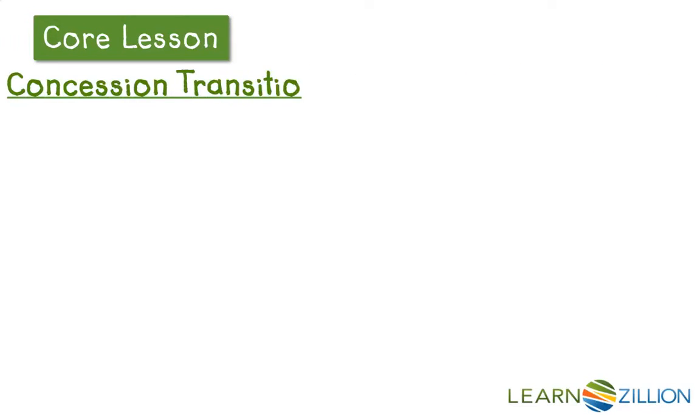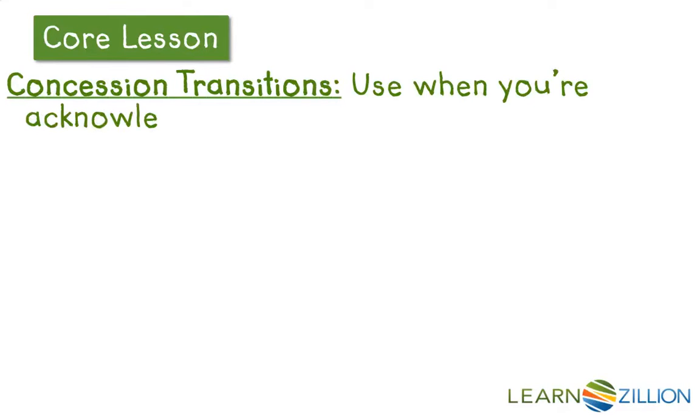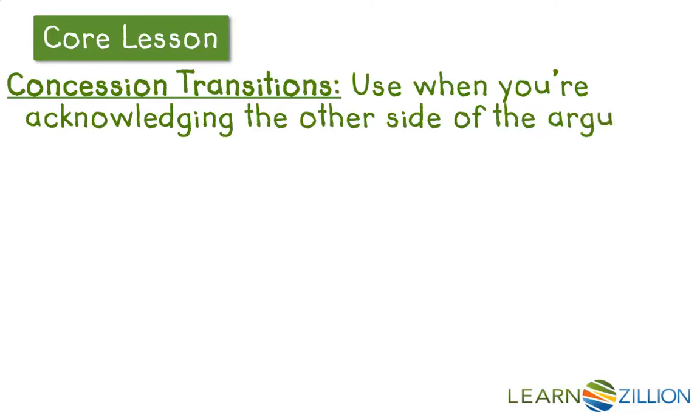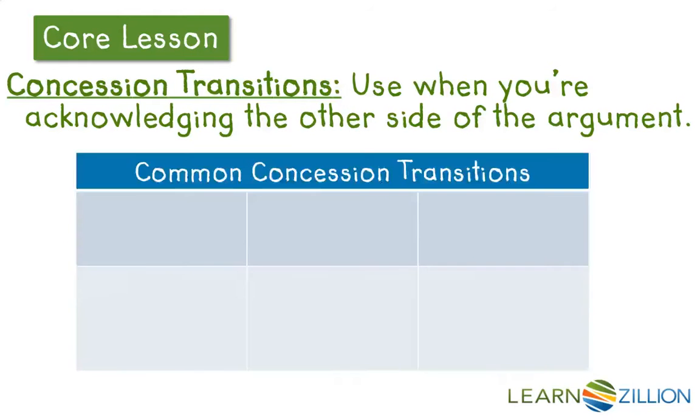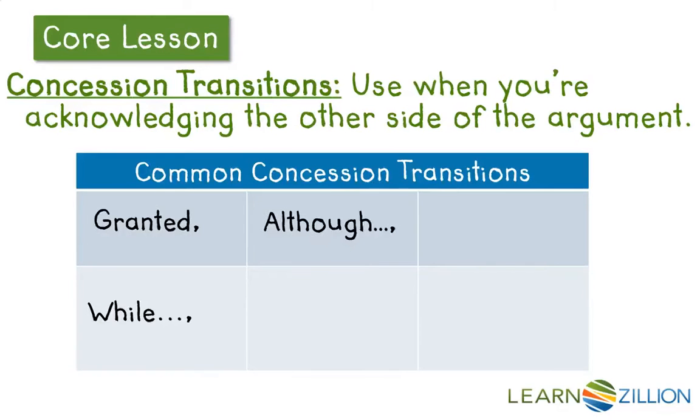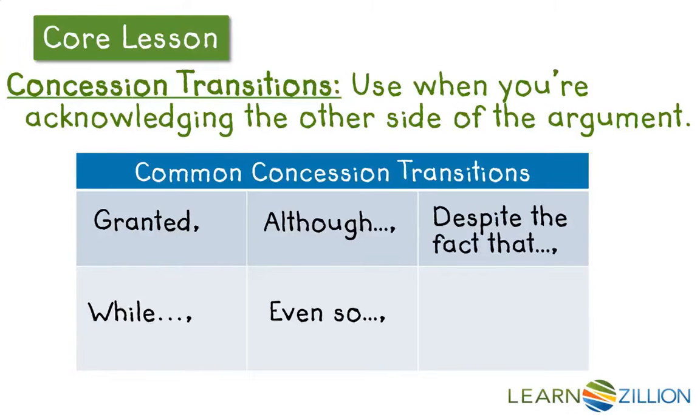Finally, we have concession transitions. These are transitions that you use when you're going to acknowledge the opposite viewpoint or an opposing viewpoint. So when the reader sees a concession transition, they understand that in this moment you are about to say something that actually is different from your entire argument. And common concession transitions are granted, while, although, even so, despite the fact that, and even though.